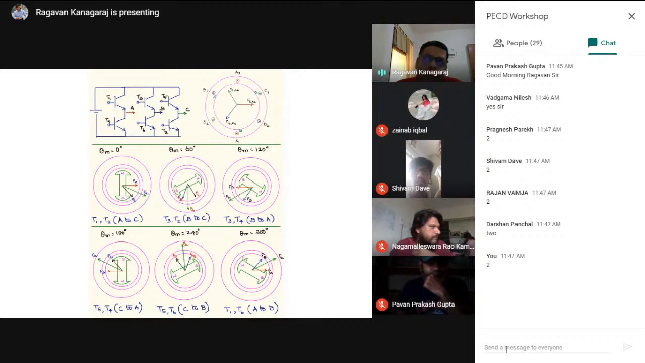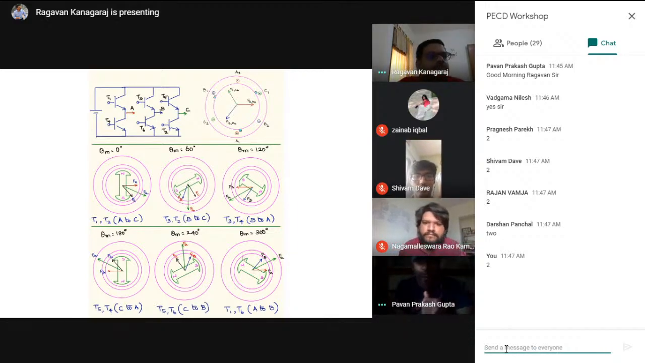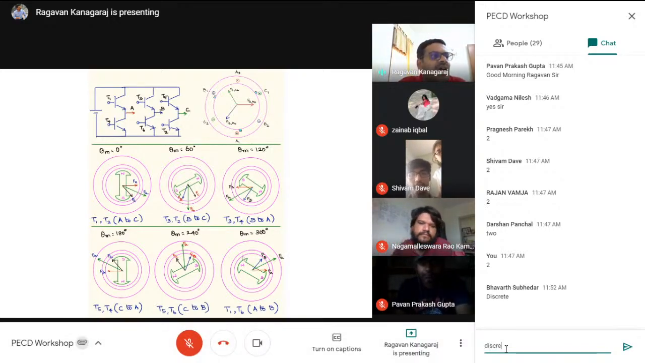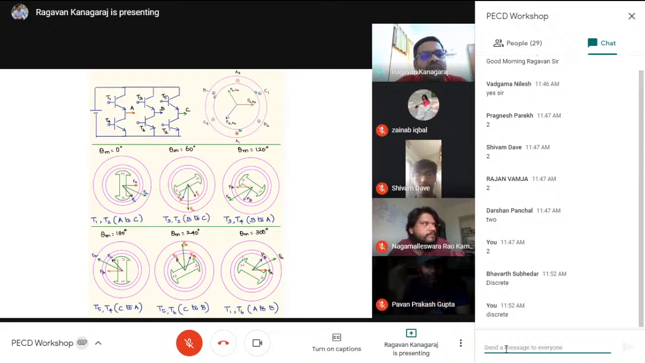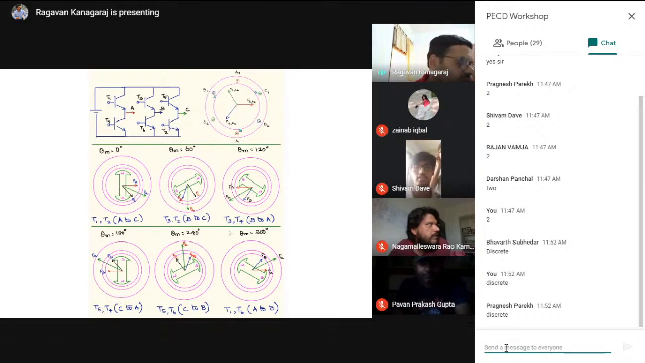So now, if you look at armature MMF, it is making a kind of dash movement. It is not making continuous movement in space. It is making stepwise, discrete movement. So armature MMF is making discrete movement, not a continuous movement. Do you follow what I'm saying? Okay. So FF is making continuous movement. Armature MMF is making discrete movement.